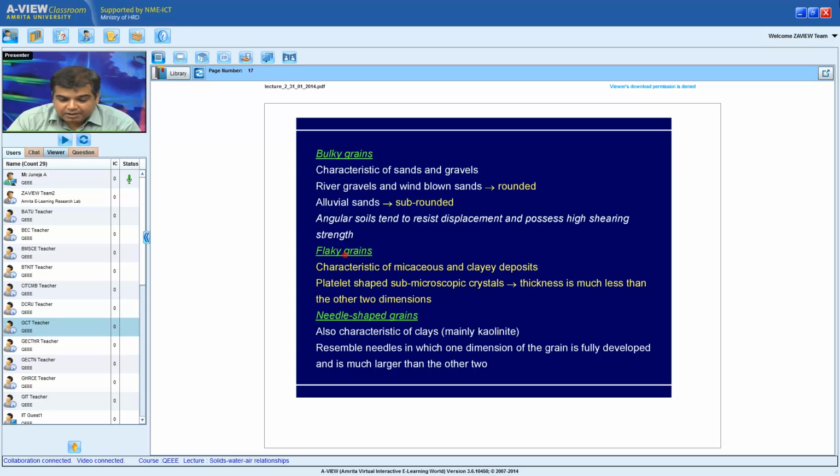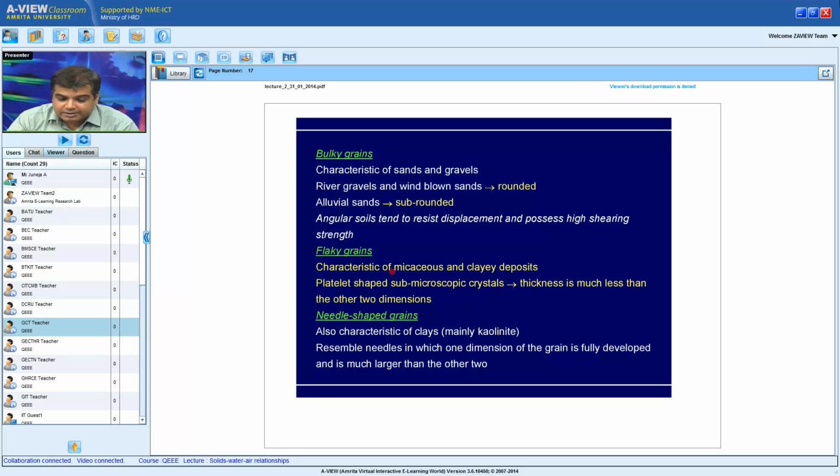So as we go down, we have flaky grains, and the last one is needle-shaped grains. Both of these are characteristics of fine grain deposit. A fine grain would include your clay as well as silt. So we are looking at clay and silt particles, which of course you will not be able to view with the naked eye or with a hand lens.